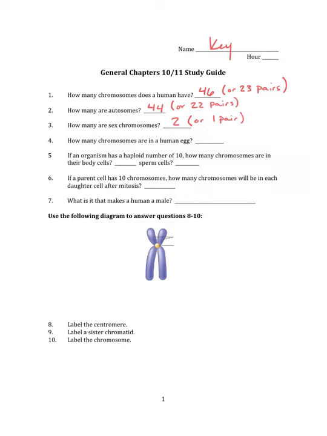Number 4 says how many chromosomes are in a human egg cell. And there are 23 chromosomes in a normal human egg cell. Number 5 says if an organism has a haploid number of 10, how many chromosomes are in their body cells? So remember, haploid cells are gametes, body cells are somatic, which means that they have 20 chromosomes in a body cell, and 10 in gametes.